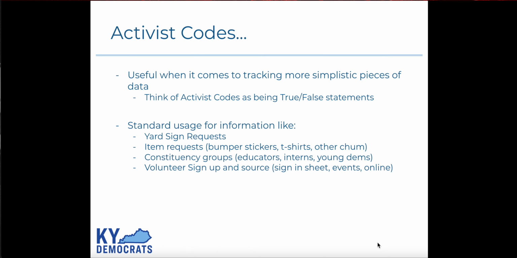Yes, no. Constituency groups, like our educators, our interns, Young Democrats even: is this person a member of that group or not? And for volunteer signups, think of things like Mobilize. Did this person come in through an event sign in? Did they attend an event? Did they sign up online? Those types of activist codes can be created to keep track of where people came from as leads.